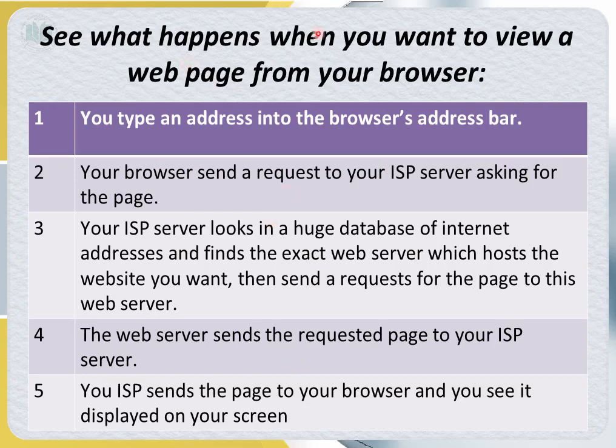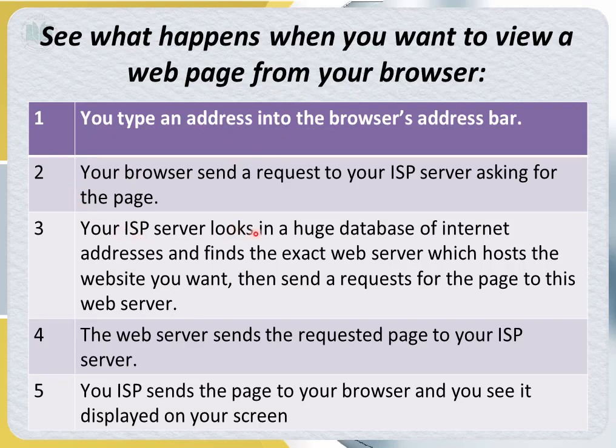See what happens when you want to view a web page from your browser. Number 1. You type an address into the browser's address bar. Number 2. Your browser sends a request to your ISP server asking for the page.